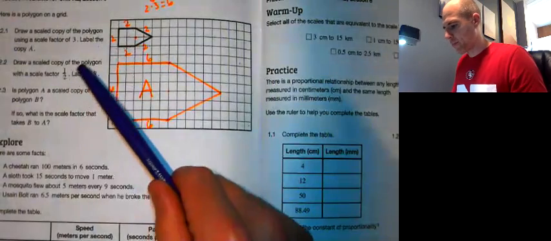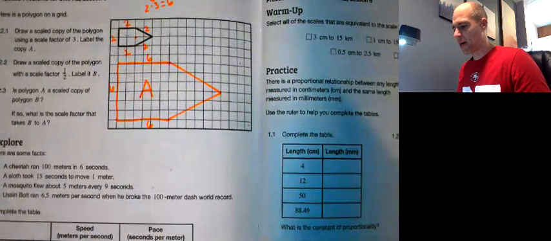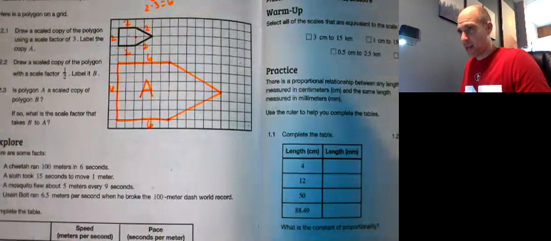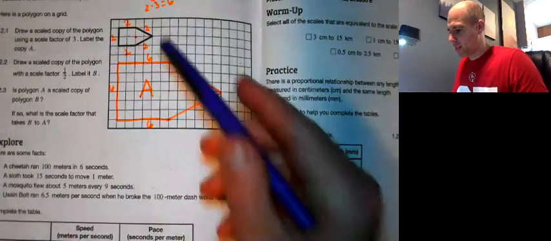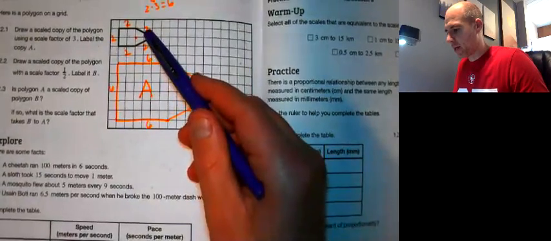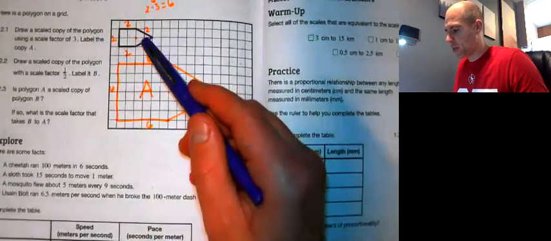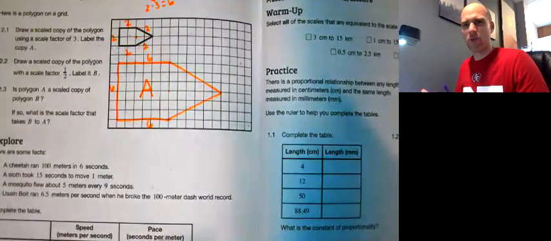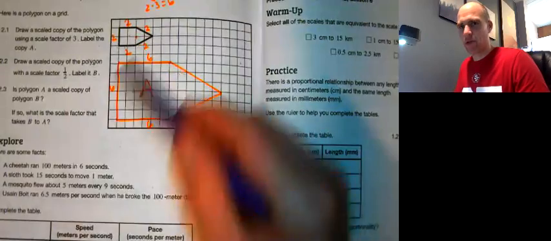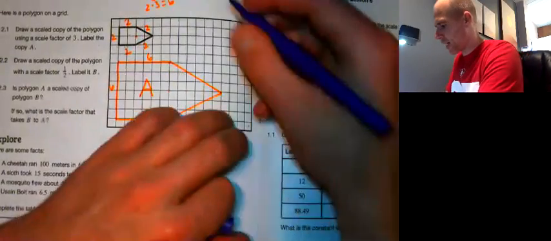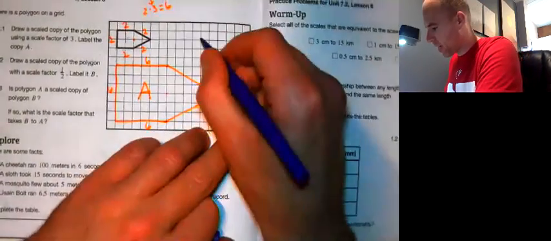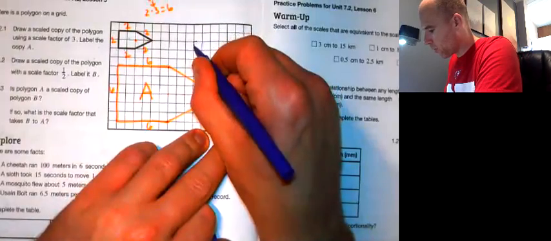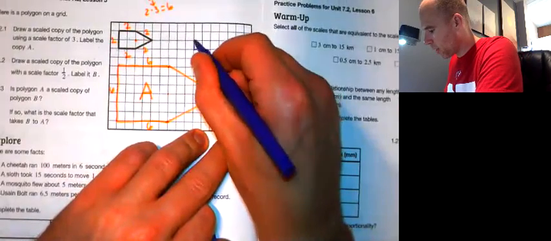Now it says, draw a scaled copy of the polygon with a scale factor of 1/2 and label it B. This should be kind of easy because I'm going to take all of these measurements and just multiply them by 1/2. That just means to figure out half of the numbers, and half of 2 is 1. So I'm just going to draw it again, but everything that used to be 2 is now 1. So 1, 1, 1.